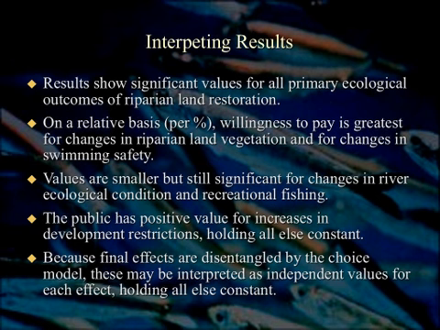So, interpreting these results, we find significant values for all the primary ecological outcomes. All of them have statistically significant values, but they're different. People value some things more than others. And we showed that, on a relative basis per percentage point, values are greatest for changes in the raw forestation of riparian land and for changes in swimming safety. We have smaller but still significant values for changes in river condition and recreational fishing.